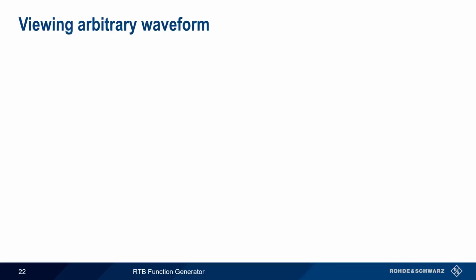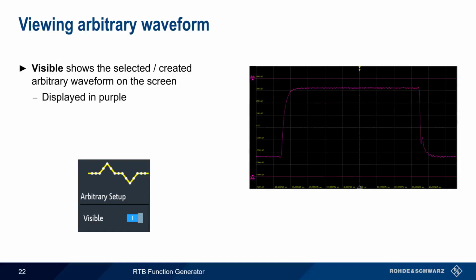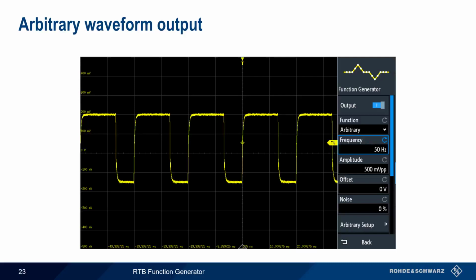Once we've copied our waveform, we can use the Visible switch to display the arbitrary waveform on the screen in the form of a purple trace. Note that the waveform will be stretched horizontally across the entire screen for ease of inspection. Once the arbitrary waveform has been loaded, we simply enable output to start generating the arbitrary waveform. As with the other waveform types, we can specify frequency, amplitude, offset, and noise for our arbitrary waveform output.